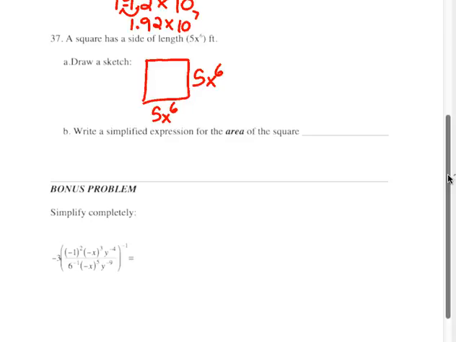So area, there's 2 ways you can find the area, okay? You can think length times width. 5 times 5 is 25. X to the 6 times x to the 6, 6 over here, 6 over there will give me x to the 12.